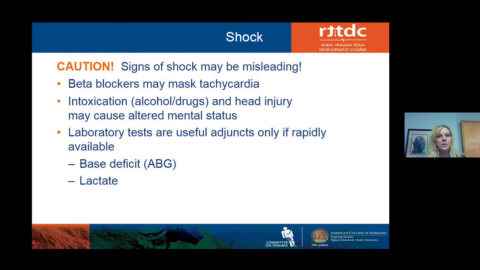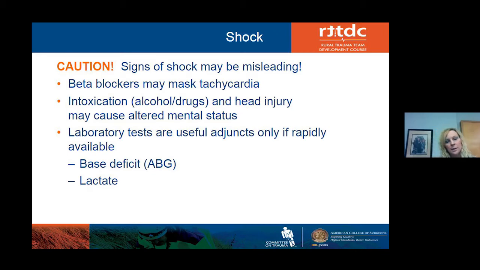But again, signs of shock may be misleading. In those patients that are older, they're on beta blockers, they may mask any tachycardia they're going to get. A lot of trauma patients, actually at one point they were saying that over about 40 to 50% of patients that come in with traumatic injuries actually are intoxicated or on some sort of drugs. So drugs, alcohol, head injuries, those things may all cause altered mental status. However, we know that with hemorrhagic shock, once you start seeing the patient be altered, you know that you're getting to a higher level of shock that you need to be resuscitating sooner than later.